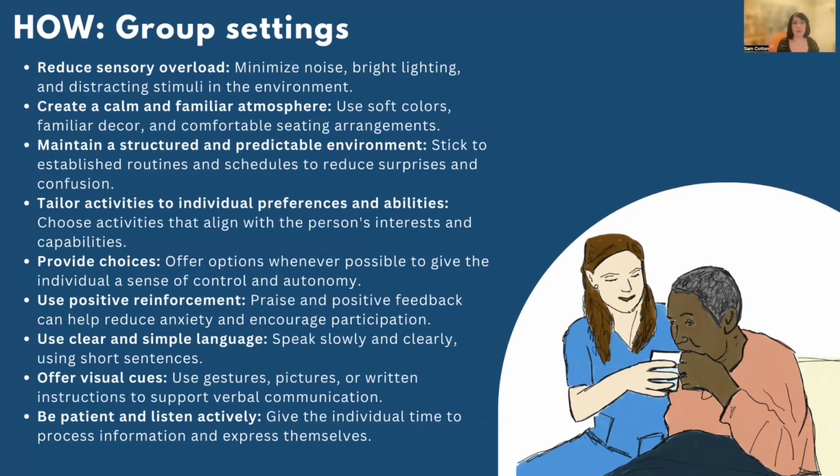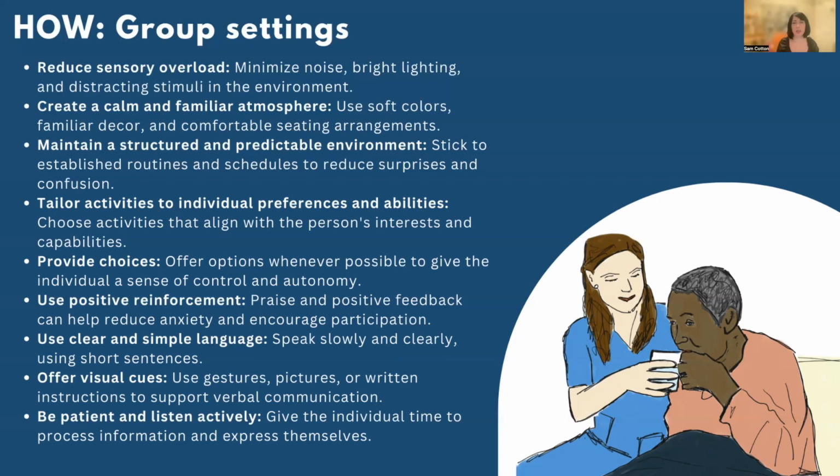We want to maintain a structured and predictable environment for the person, and create a routine around whatever that group interaction is going to be. So if it's going to dinner, for example, in the communal area, make sure there's a routine involved, whether it be a specific staff member walking that person to the dinner table, helping them sit in the same space every time, maybe in close proximity to the same people every day, can really help.